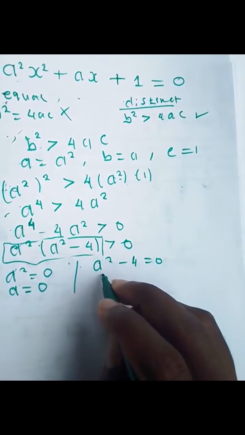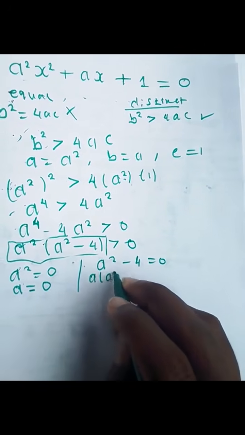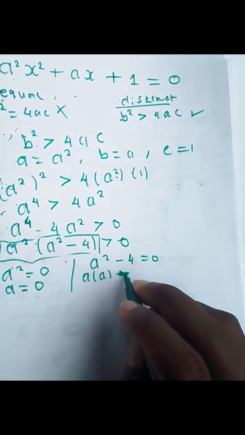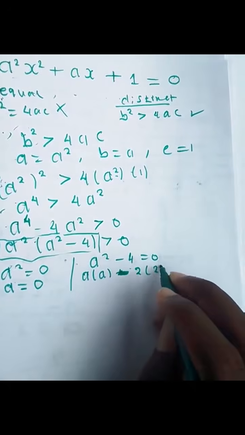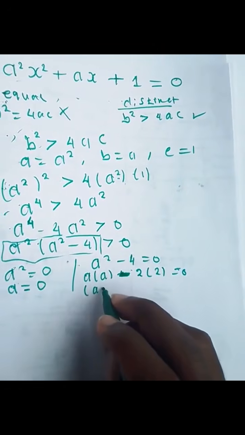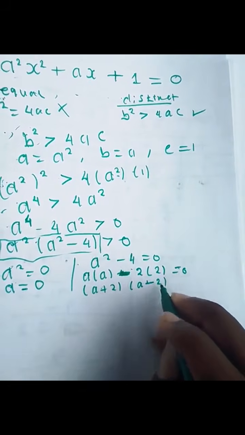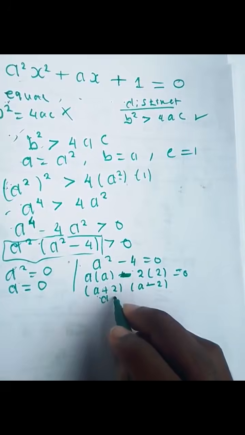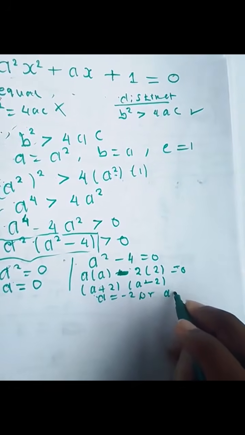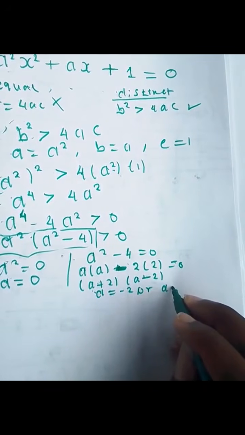So this is a difference of 2 squares, right? I mean, negative 2. So we have a plus 2 or a minus 2. So the possible values of a are a equal to negative 2 or a equal to plus 2.